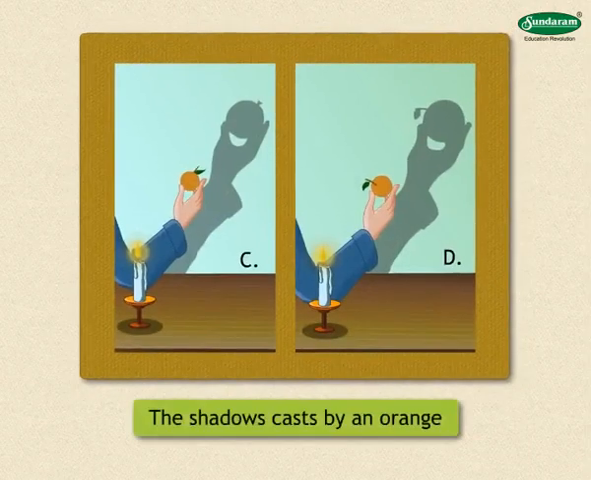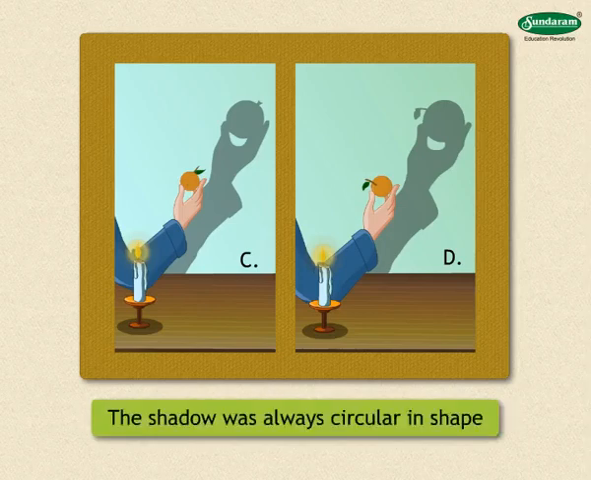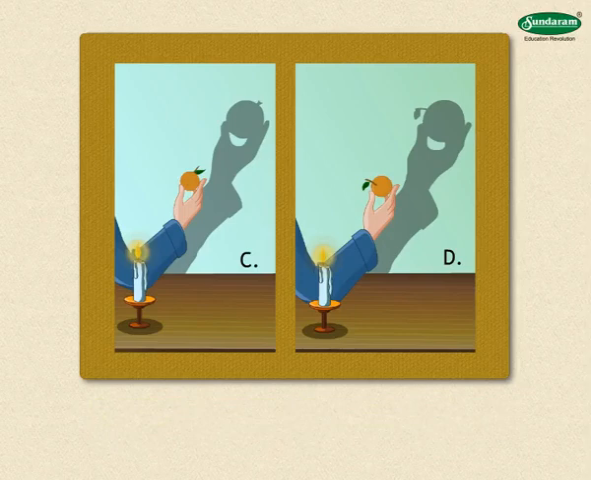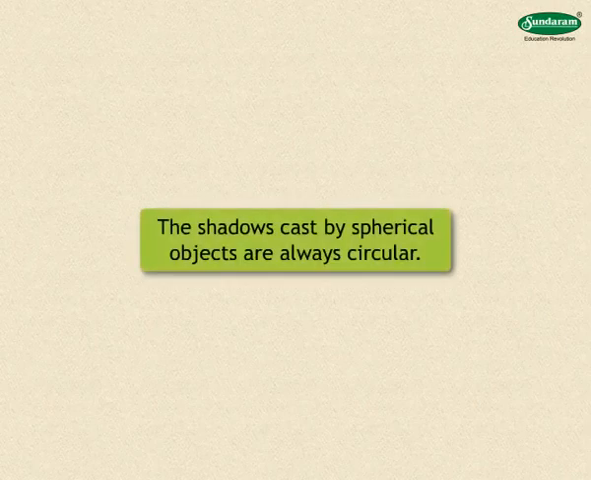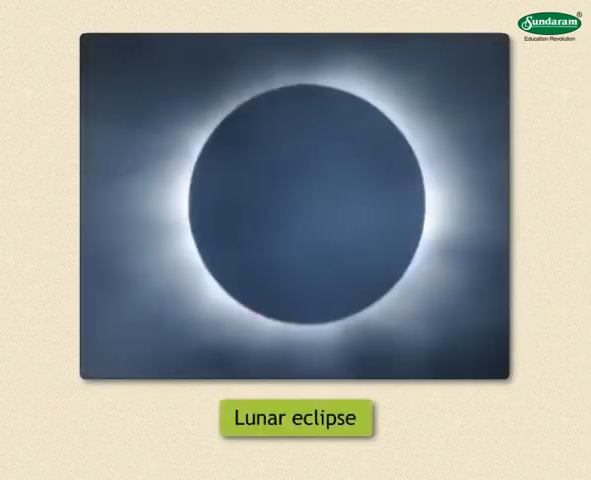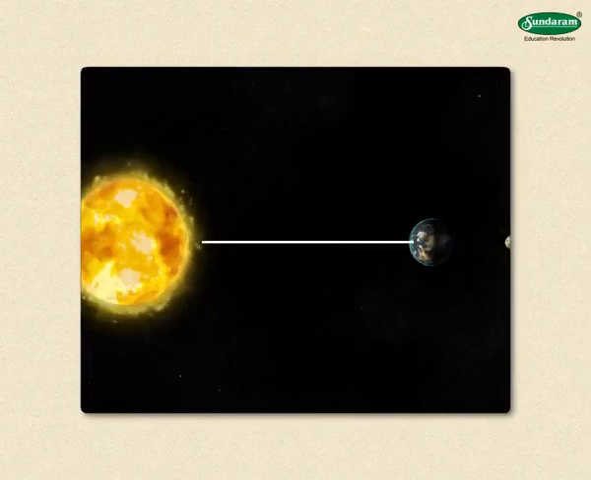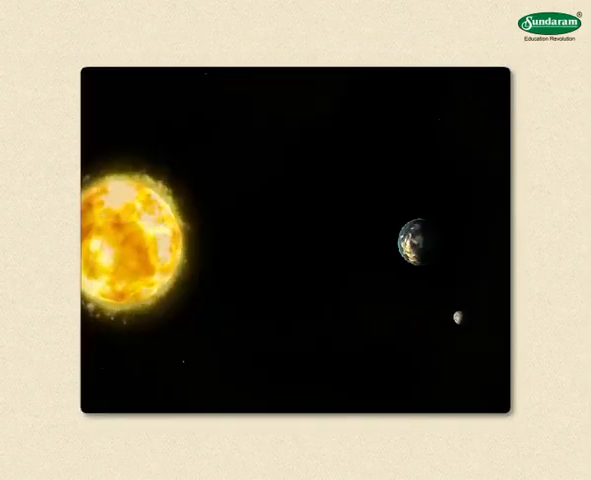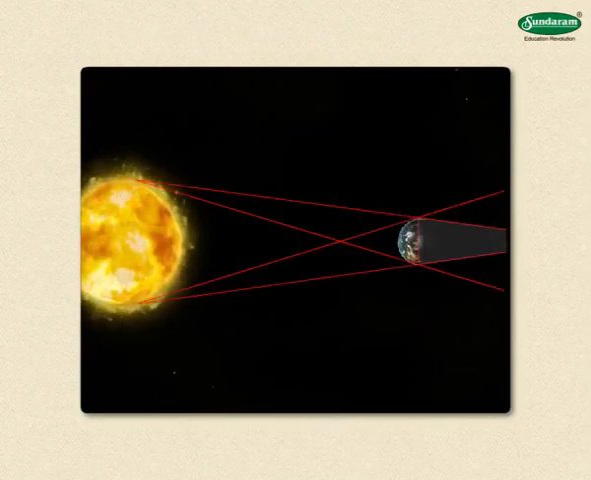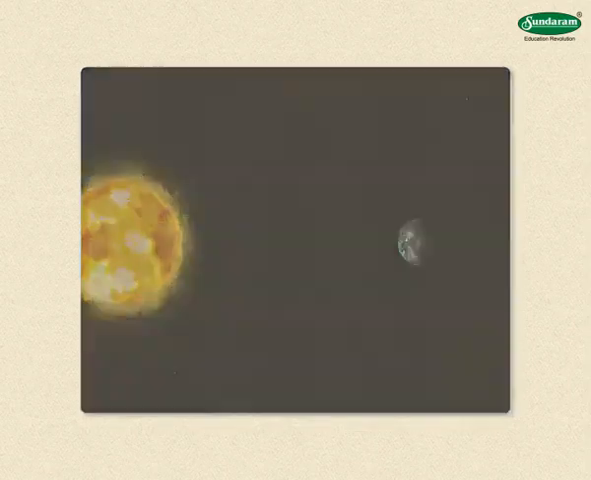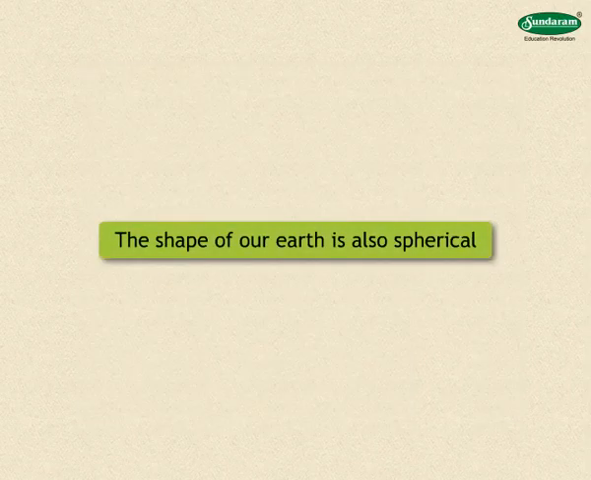They found out that the shadow of the orange in any position was always circular in shape, no matter how much or how it was turned. Thus, they realized that shadows cast by spherical objects are always circular. During the lunar eclipse, the shadow of the Earth falls on the moon. It appears like a circle or a part of a circle, whatever the place or time of the eclipse. This led the scientists to conclude that perhaps the shape of our Earth is also spherical.